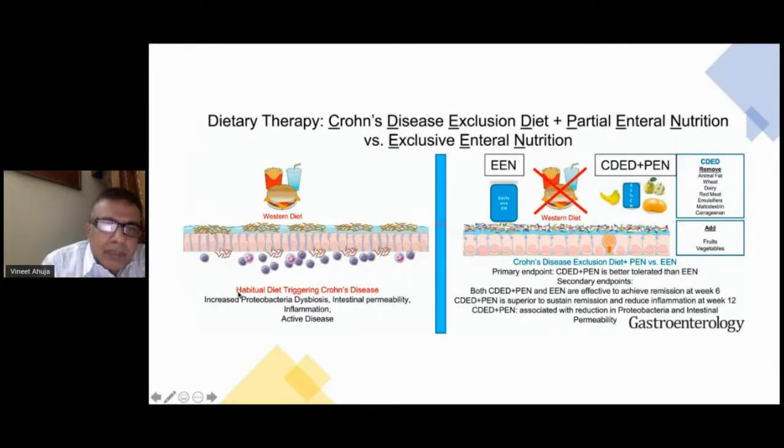Left-hand side is their hypothesis. The hypothesis is that the Western diet, or the habitual diet, triggers Crohn's disease. Obviously, because it causes dysbiosis, increases intestinal permeability, leading to inflammation. So what if you do not change the microbiome, but you go a step higher? You go a step upstream.